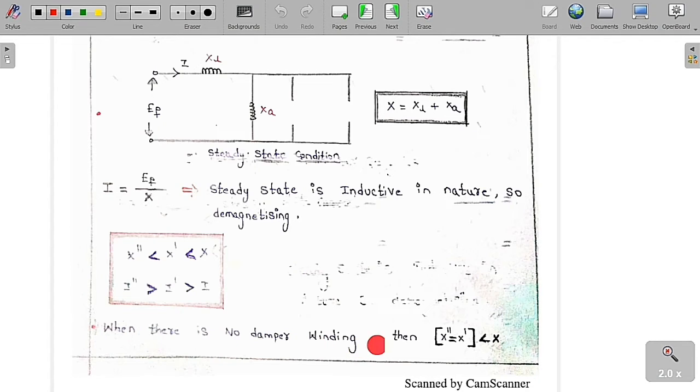If there is no damper winding, then what is going to happen? Suppose I am not going to use any damper winding. Then the subtransient condition and the transient condition, both circuits are the same, because in the subtransient condition everything is present, and in the transient condition we remove the damper winding. But if we do not keep any damper winding, then both conditions will have the same figures. Therefore, X double dash is equal to X dash, and the overall value is less than X. So whenever you are not keeping any damper winding, X double dash is equal to X dash is less than X.